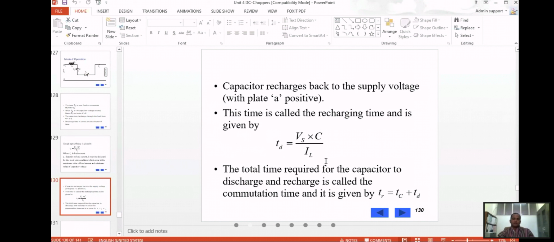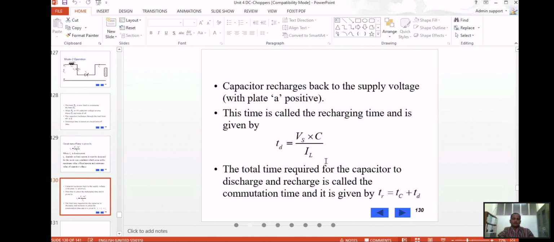Charging and discharging time is called the commutation time. If you know the charging and discharging times of the capacitor, that is the commutation time, given by TR equals TC plus TT, which is the recharging time plus the discharging time. So how much time is required for discharging?